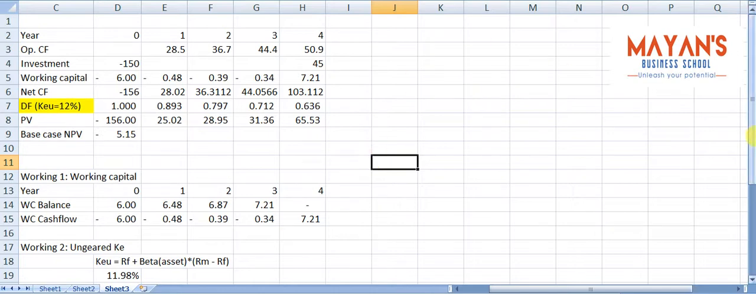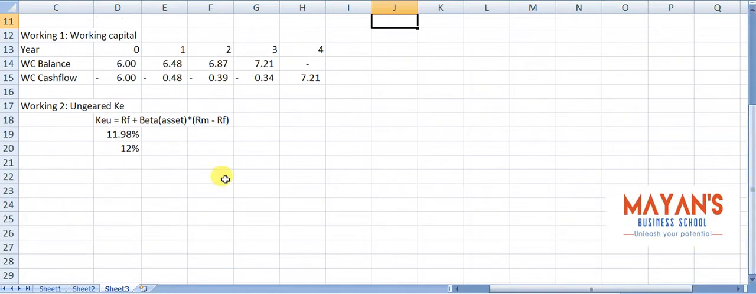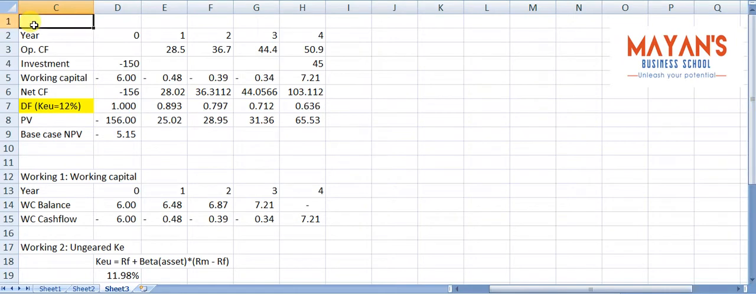Now we will move on to step 2. What is step 2? Financing side effects. Step 1 is what? Base case NPV.